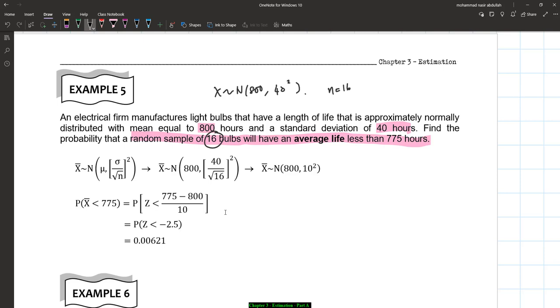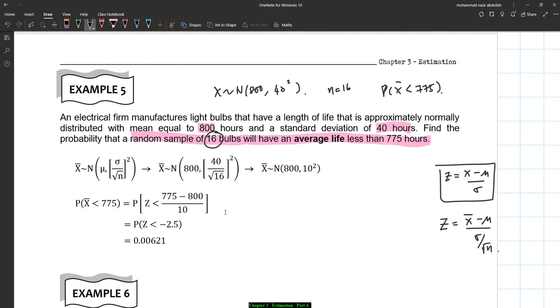Right, and then we want to know the probability of the average life, the probability of X bar less than 775. Remember, previously I told you, if you have only a single value, X minus mu divided by sigma is the conversion to the Z distribution. If you have a sample mean of a sampling distribution, it is X bar minus mu divided by sigma over square root of n, and this is the standard error.